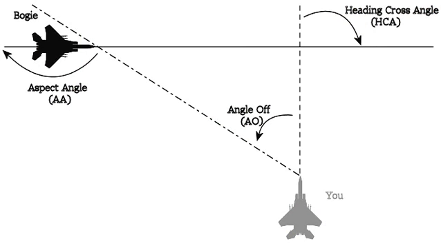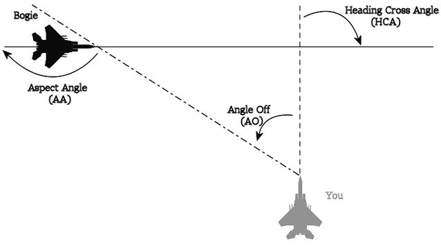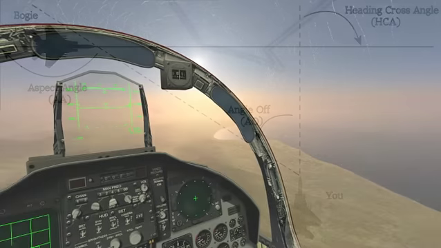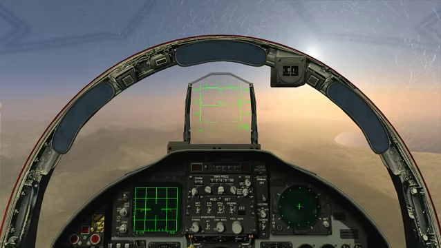Take a look at the diagram. This is the angle that ought to be displayed, which is the aspect angle. Instead, what's displayed is this angle here. Fortunately, all is not lost. There's a rhyme and reason to intercept geometry. The number you're given is the heading cross angle. If you take the angle off and add it to the heading cross angle, you'll end up with the aspect angle. We'll talk about this in much more depth in our next training flight. But until then, just keep in mind these last two notes I've given you on the VSD.